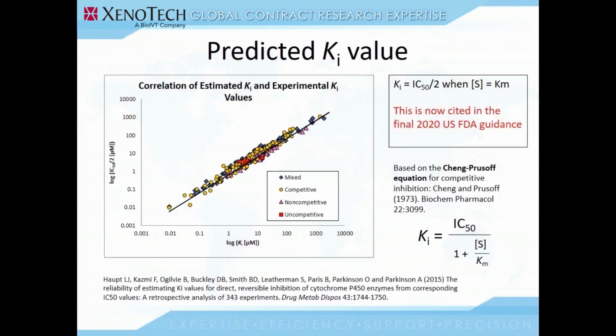Sekisui XenoTech published these data in 2015 with collaboration from Dr. Andrew Parkinson. And data from 343 experimentally determined Ki values over the span of a decade correlate with predicted Ki values, where Ki is equal to IC50 divided by 2 when the substrate concentration is equal to Km. So this is another reason why the substrate concentration is critical for this assay to allow these predictions.